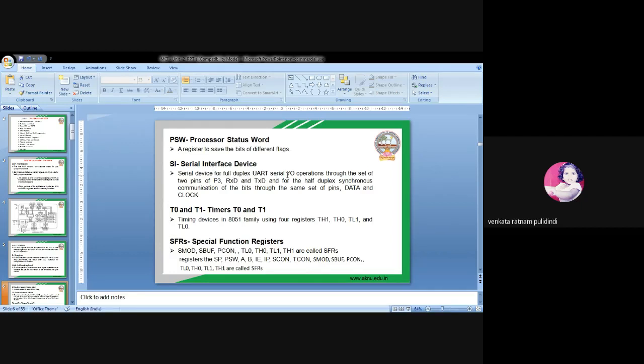That means input and output operation through a set of two pins of port 3. Port 3 can be used as an input and output port, and sometimes it can be used for serial communication with the help of RxD and TxD. Rx is nothing but received and Tx is nothing but transmitted. And for half duplex synchronous communication.